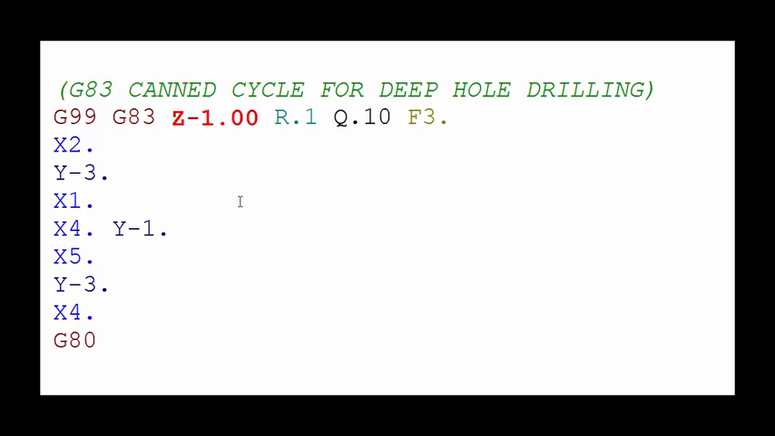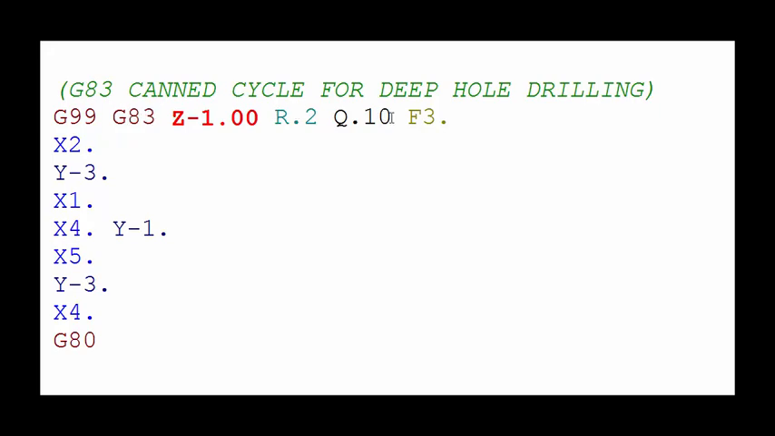Alright, so in this G83 can cycle, the G99 tells the can cycle to retract to this R value, which is 100 thousandths above the part. Now if you wanted to change that, then the retract value would be 200 thousandths above the part. So it's just that easy, simple and quick to make a change to the values of a can cycle. The G83 is the can cycle for deep hole drilling with pecking.